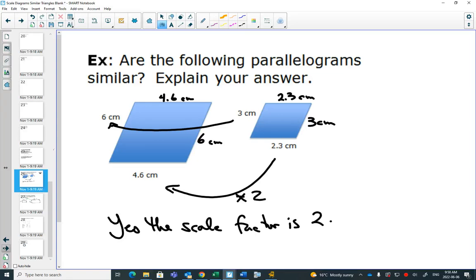in this case, you can see that you can double the smaller one to get to the bigger one, or you could take the bigger one and go backwards, and it would be half as big. So if you go from left to right, this would be a reduction. If you go from right to left, it would be an enlargement. And since the scale factor is multiplied by 2 on all four sides, we can say that these two shapes are similar.